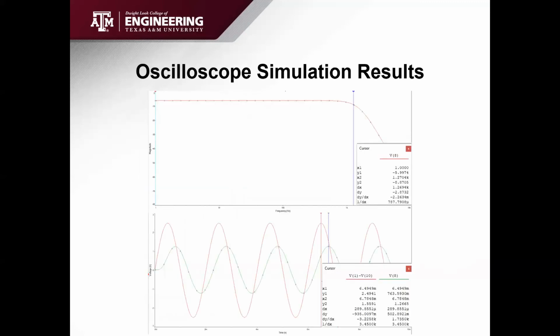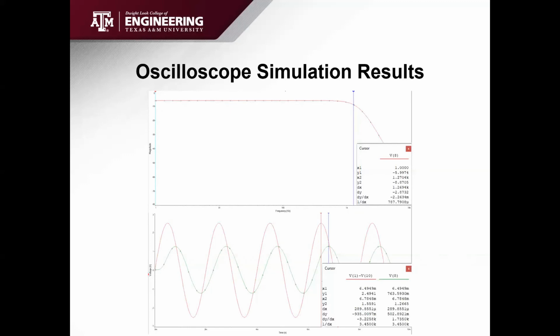So moving on to the simulation results for the oscilloscope. At the very top is the magnitude frequency response. We can see the low-pass filter behavior of the KRC filter with a pole at around 1.3 kilohertz, which is around where we want it to only accept signals of 1 kilohertz or less in frequency. At the bottom, we have the transient waveform. We have the differential input in red, and we have the output in green.